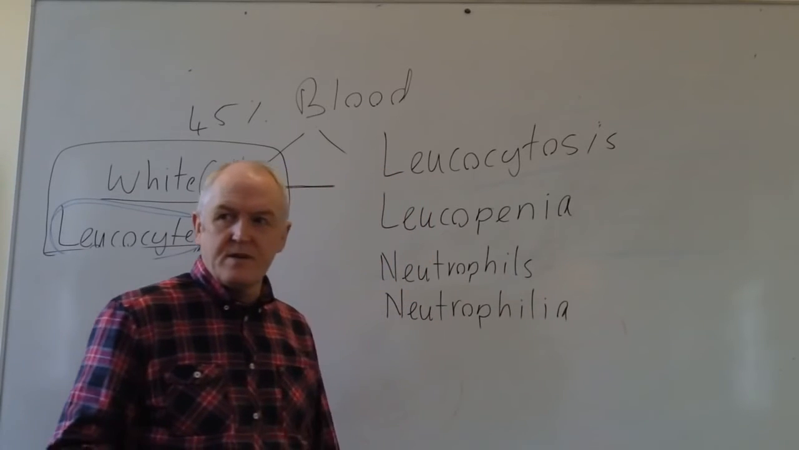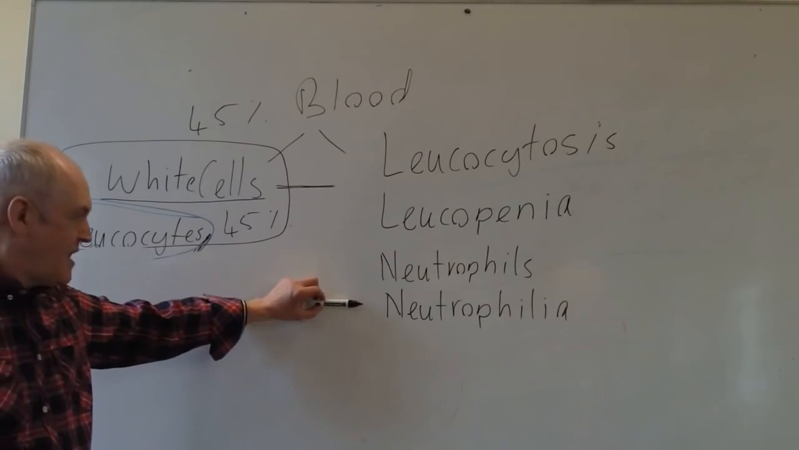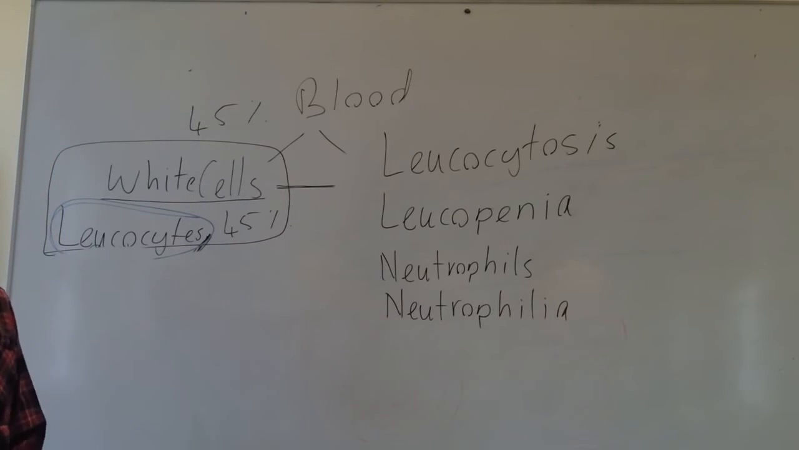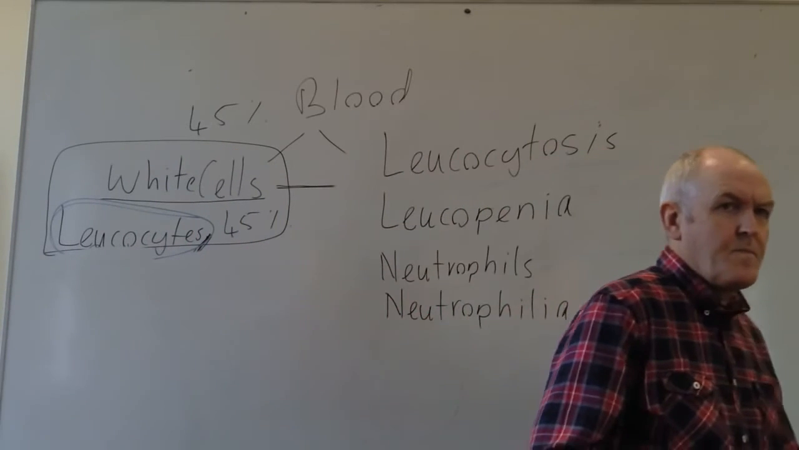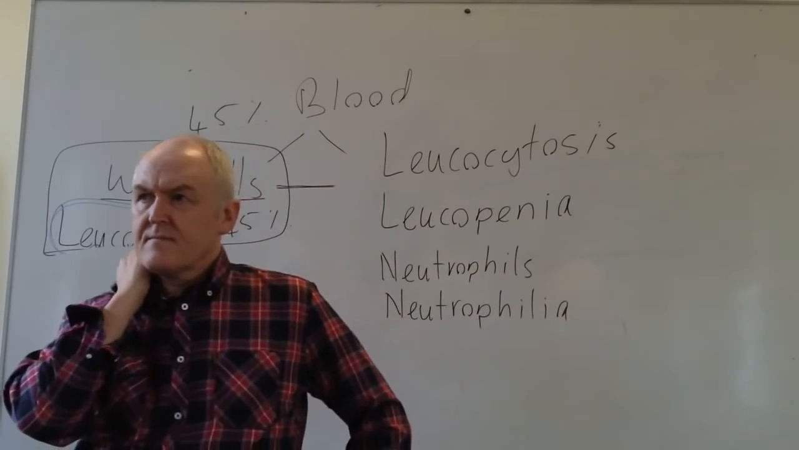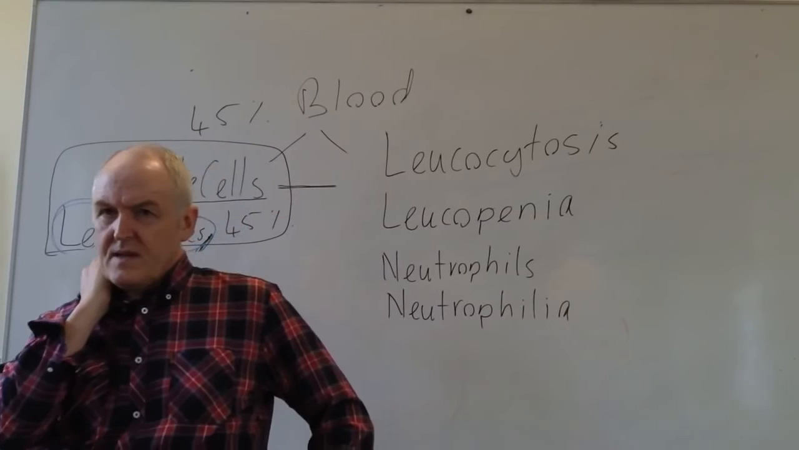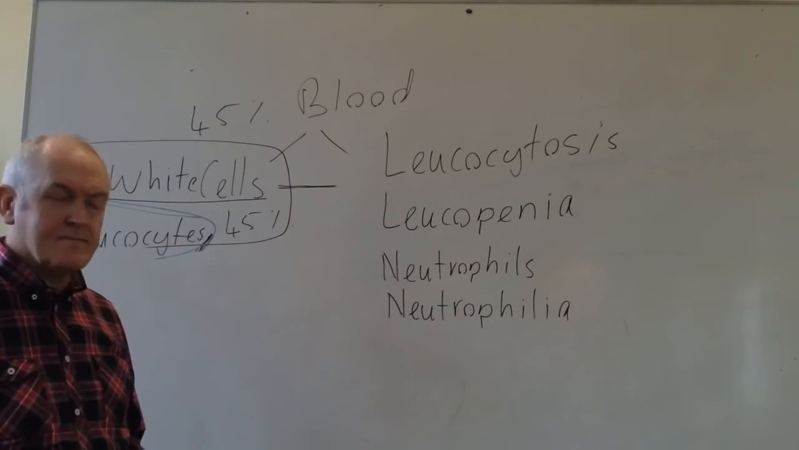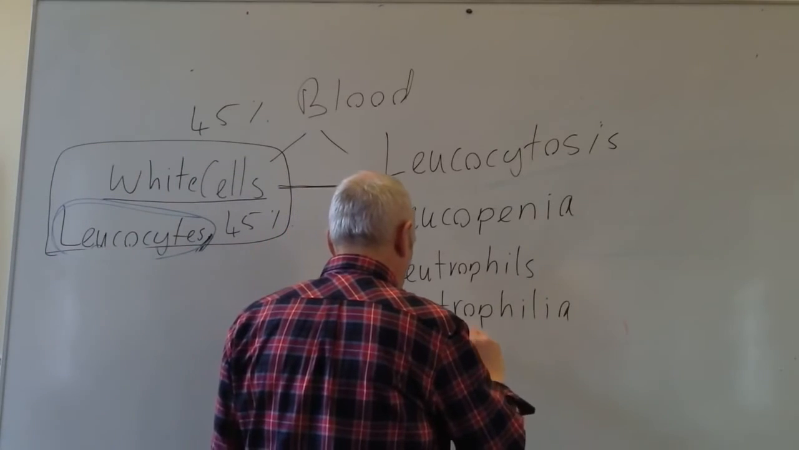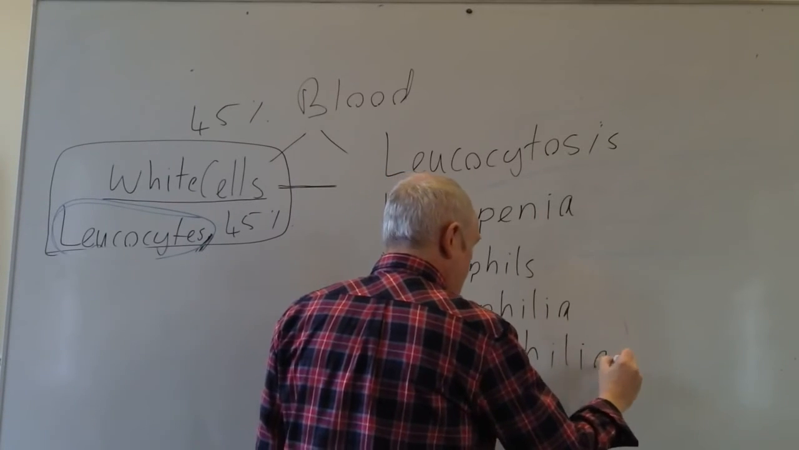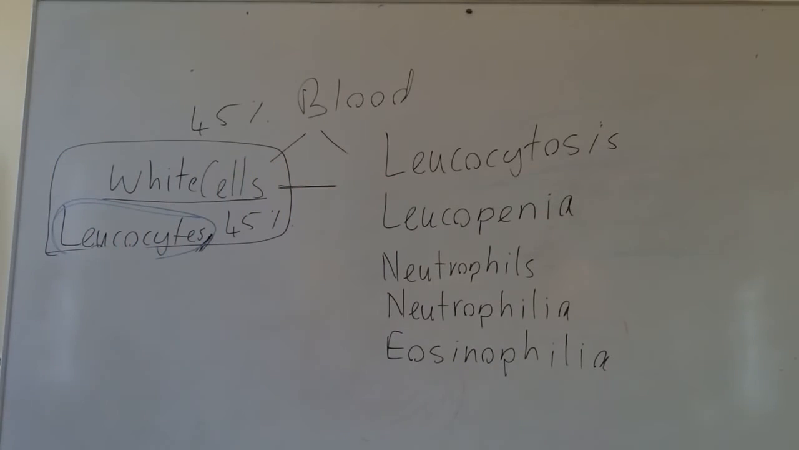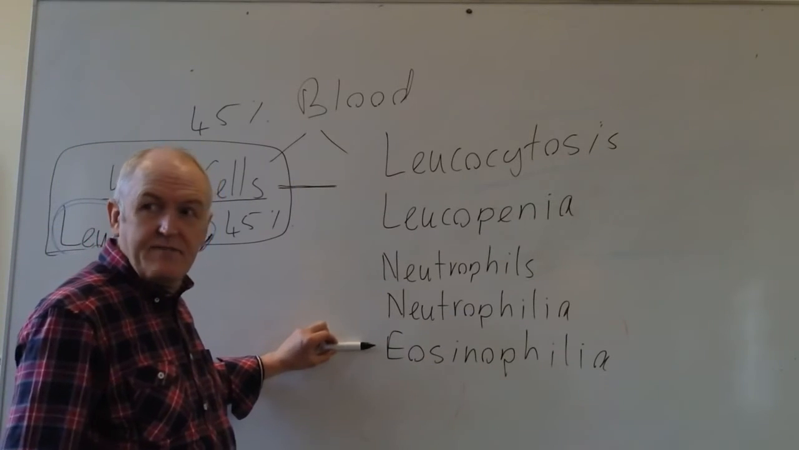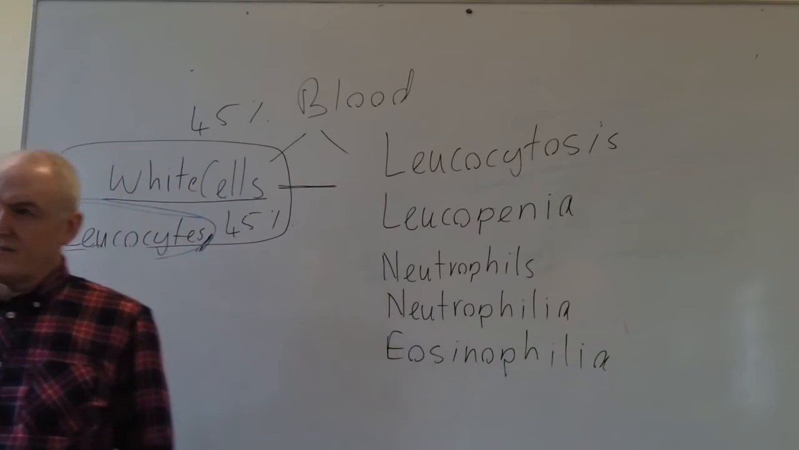And if there's an increase in the number of neutrophils, we can call that a neutrophilia. A neutrophilia would be an increase in the number of neutrophils. What might that indicate? Bacterial. Absolutely, bacterial infection, well done. So neutrophilia would be an increase in the number of neutrophils. So what would be an eosinophilia? Yeah, an increase in the number of eosinophils. So can you see an eosinophilia may indicate a parasitic infection somewhere.